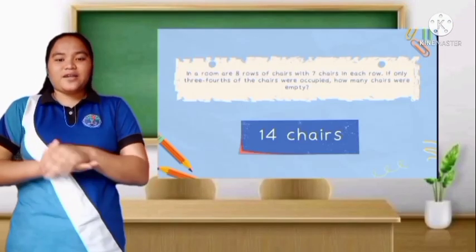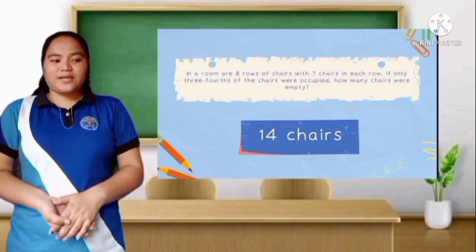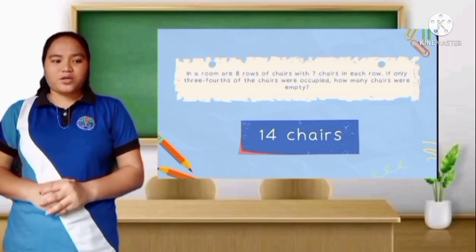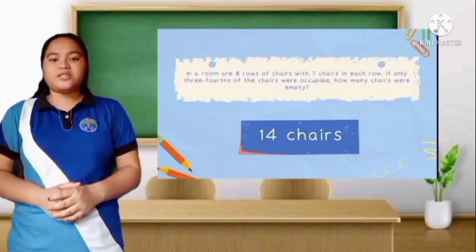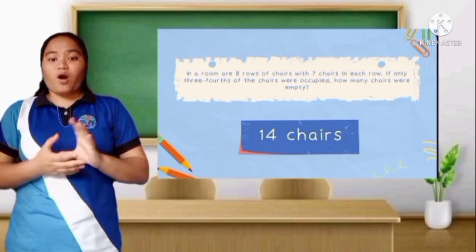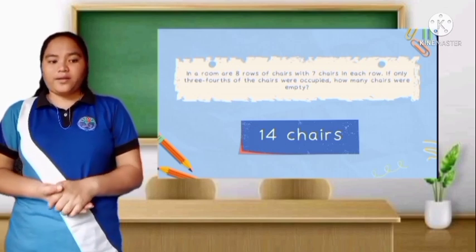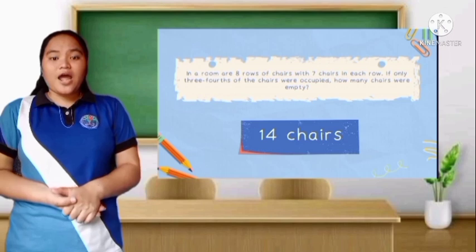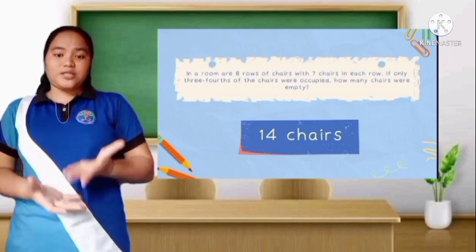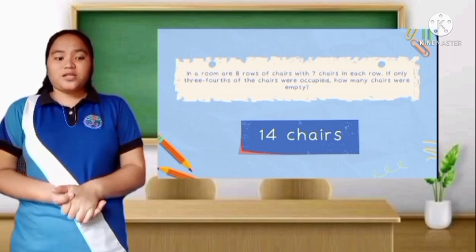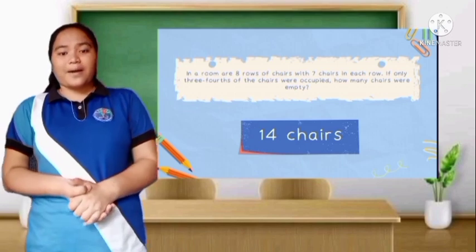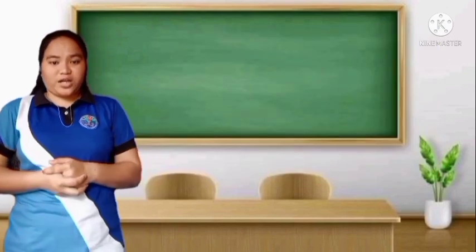So let's start. The question number 1 says that in a room are 8 rows of chairs with 7 chairs each row. If only 3/4 were occupied, how many chairs were empty? So, ang tinatanong po dito is gaano kadami. And the given answer is 14 chairs. So, paano nga ba natin nakuha yung 14 chairs?